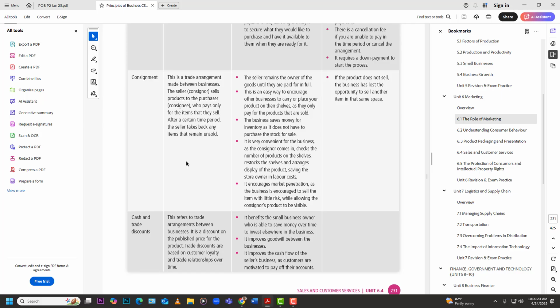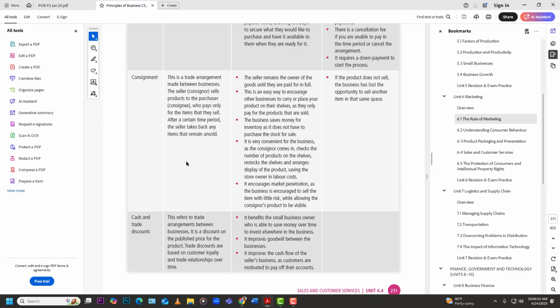So let's break down this. For example, you have a supermarket, you have a bakery selling bread. What might happen is that a small bakery might take their bread into the supermarket to sell, but they only get paid for what is sold. The bread that is not sold, you as the bakery have to come back for that bread and take it back to wherever you got it from. So the supermarket doesn't pay for what is not sold. They only pay for what is sold. That's what consignment is about.